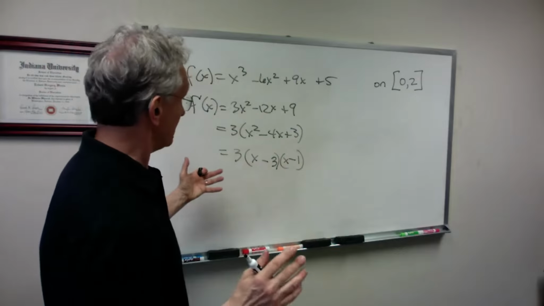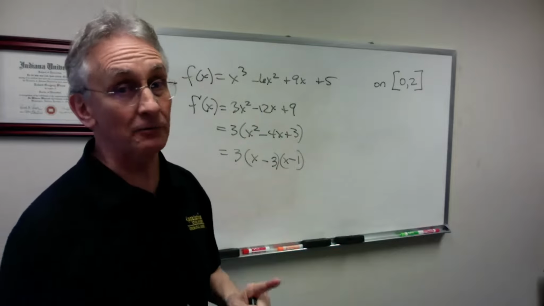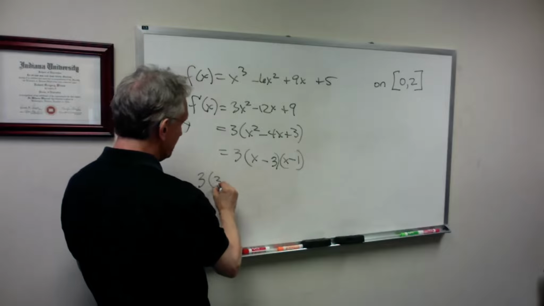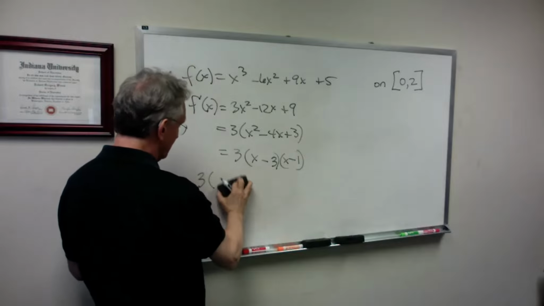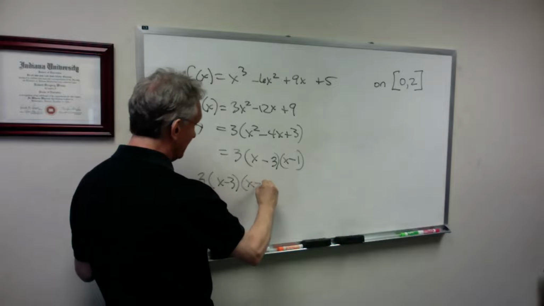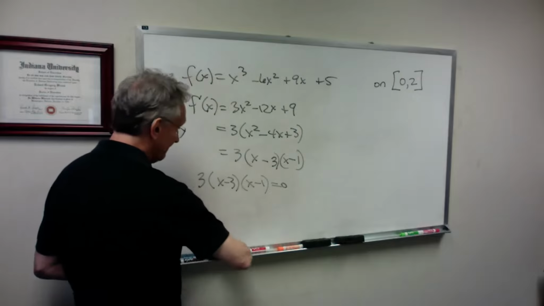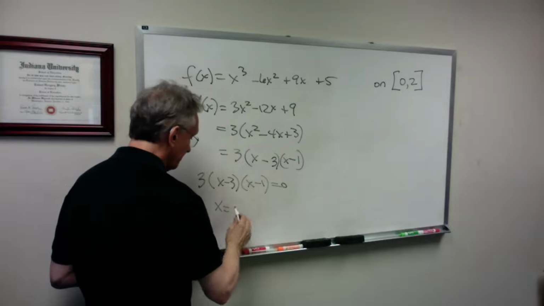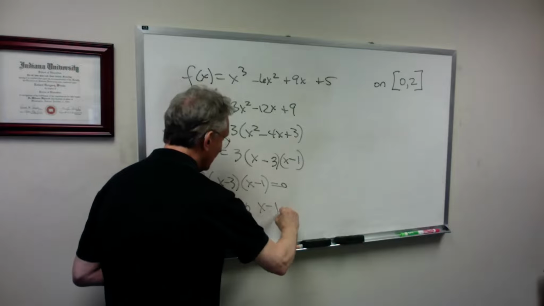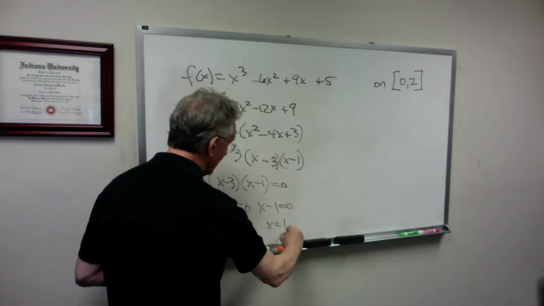And now we need to determine what causes this derivative to be equal to 0. Where is the slope equal to 0? So what we do is just set this equal to 0. And this 3 isn't critical in doing that, but I'm going to include it as part of the problem. We can ignore it really, because the only way this could be equal to 0 is if x minus 3 equals 0, or x minus 1 equals 0. And that's going to happen at x equals 3 and x equals 1.